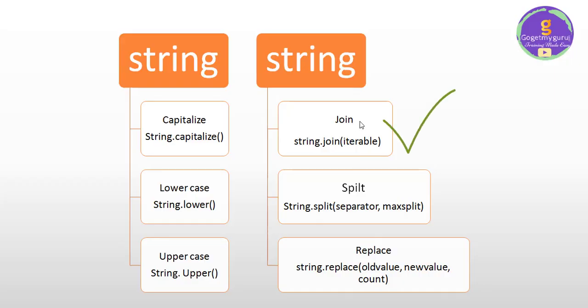We'll see how to join two strings, how to split a string, and how to replace a string. Here is the syntax for joining a string. We have to give the string name dot join and an iterable. This iterable can be a list, tuple, or dictionary. Next we can split our string using the split method. Next we have the replace method. We can replace an old value with a new value. Let's see how we can do that.